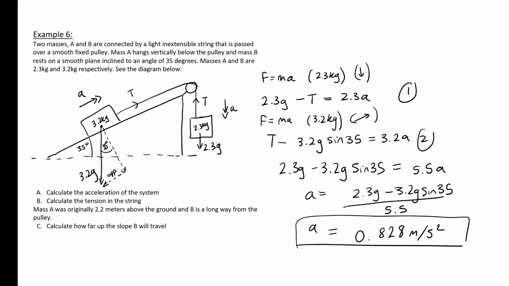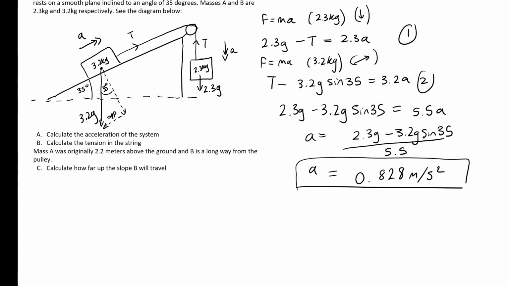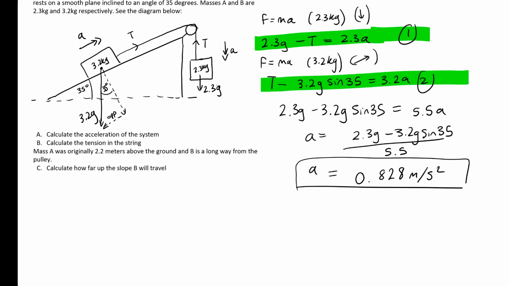Okay. Fine. And then in part B, calculate the tension in the string. Well, if we look back at these simultaneous equations, we can actually see this is fairly easy to do. T and A were the two things that were missing in those equations. We found one of them. Simultaneous equations are always much easier to deal with once you've found one of the variables.